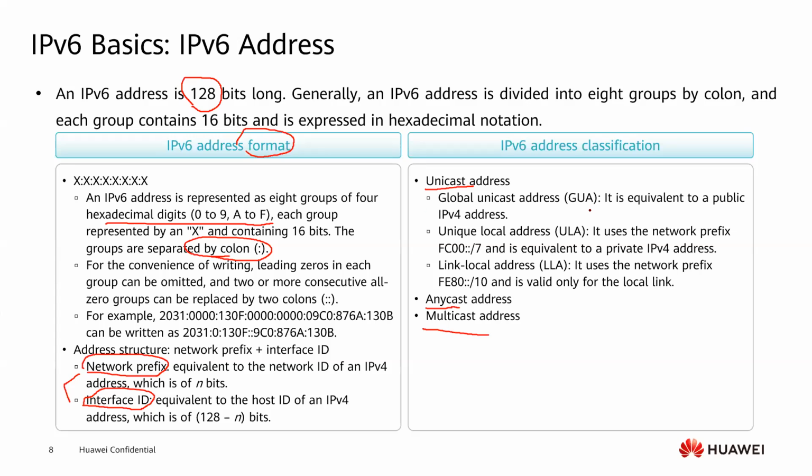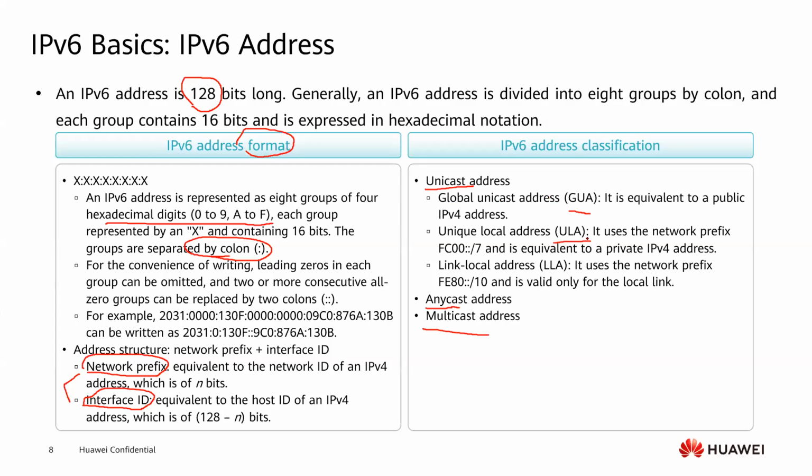The first is GUA, the global unicast address. It's also known as an aggregatable GUA. This type of address is globally unique and is used by hosts that need to access the internet. It's just like the public IPv4 address.